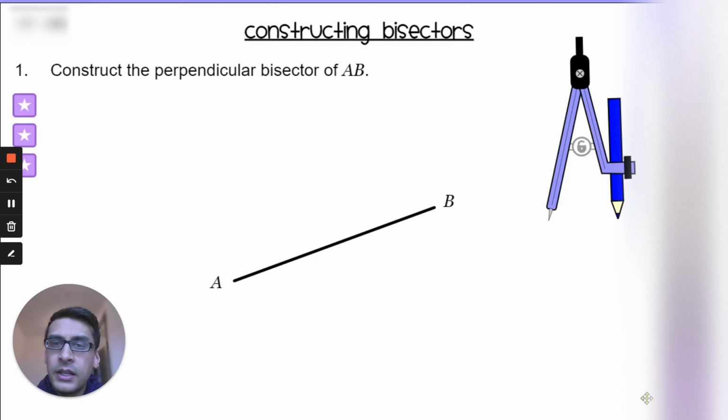So for the perpendicular bisector of AB, first of all, perpendicular means at a right angle. So we've got this line segment here. A line segment is a part of a line, so you can see it just goes from A to B. The perpendicular is going to go at a right angle like this. And if you're bisecting something, you're splitting it into two equal parts.